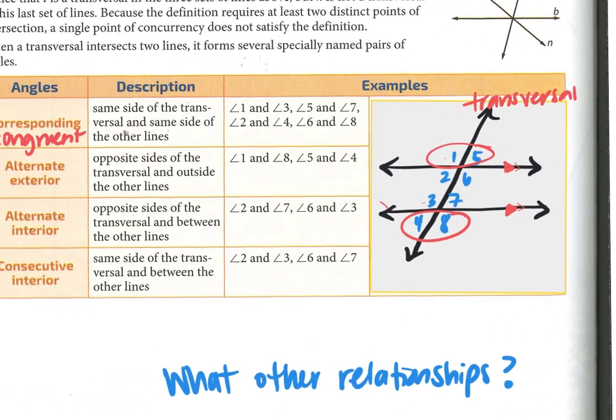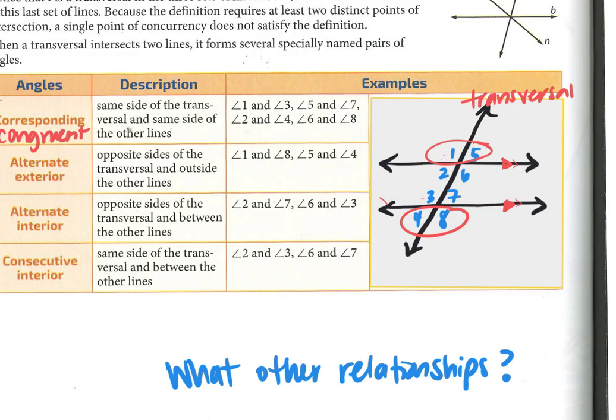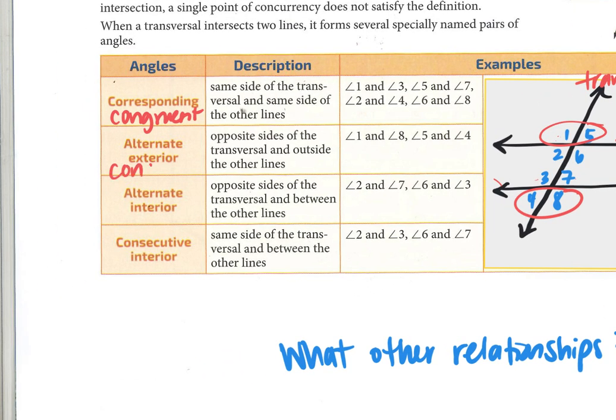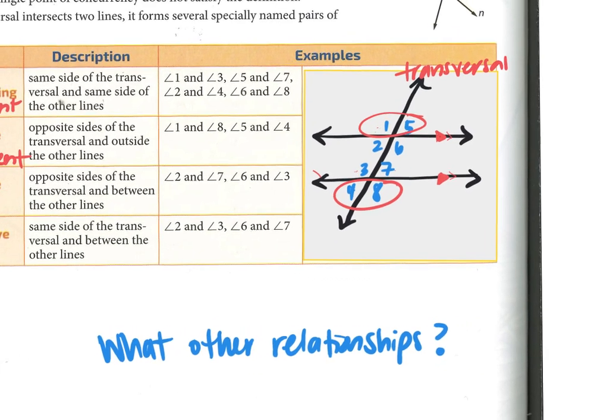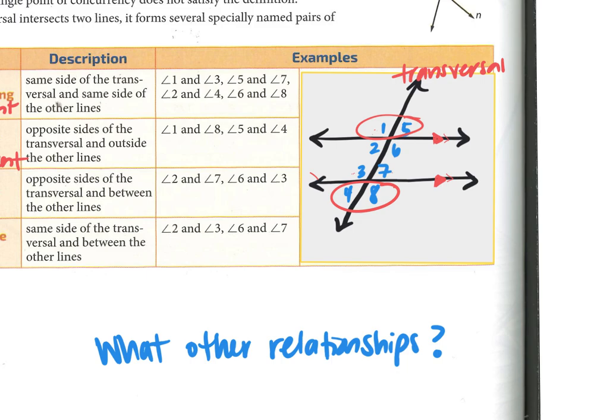Once again, they have the relationship that they are congruent. And that will always be the case. Those things, like the congruency part, is not something that's like, oh, it's just in this situation. As long as the lines are parallel with that transversal, that's always going to be true. So we have 1 and 8 and 5 and 4 that are alternate exterior.